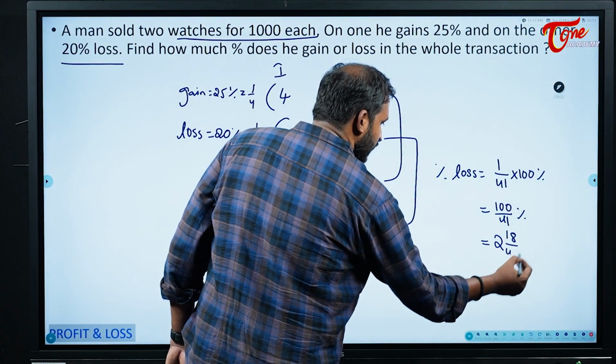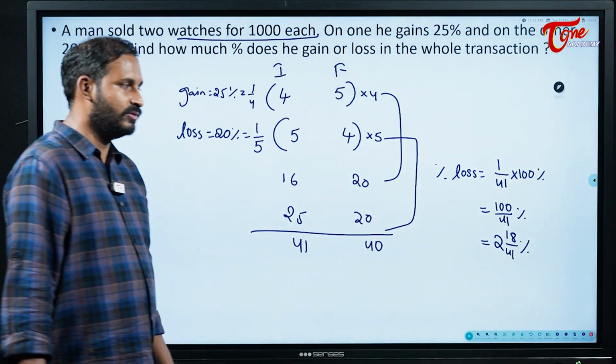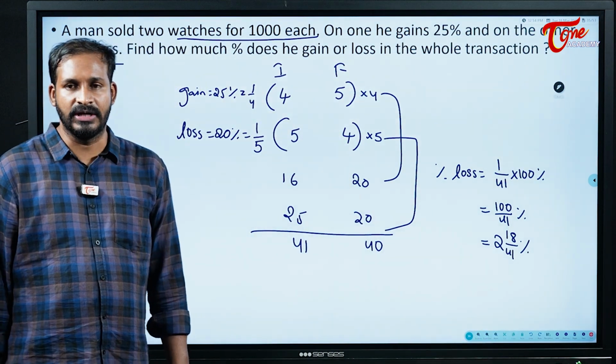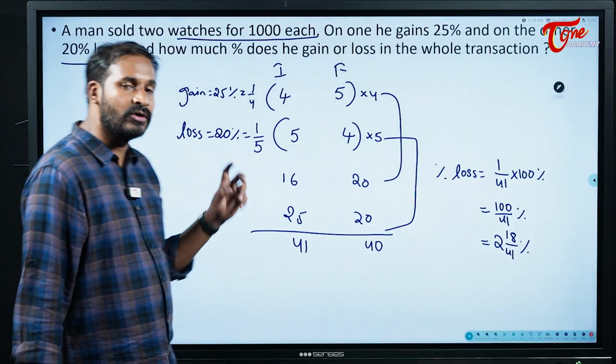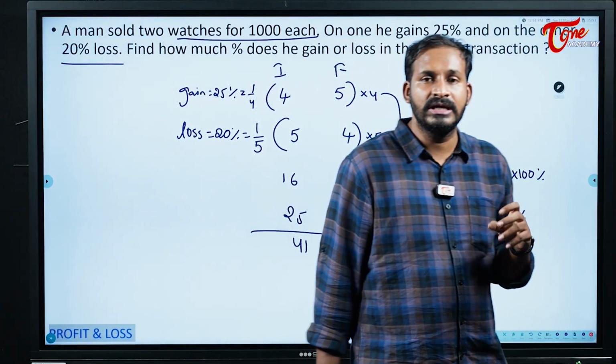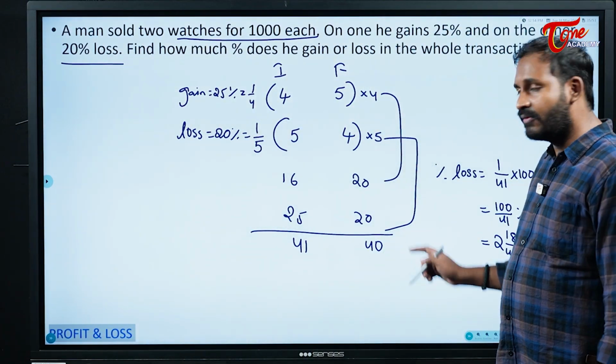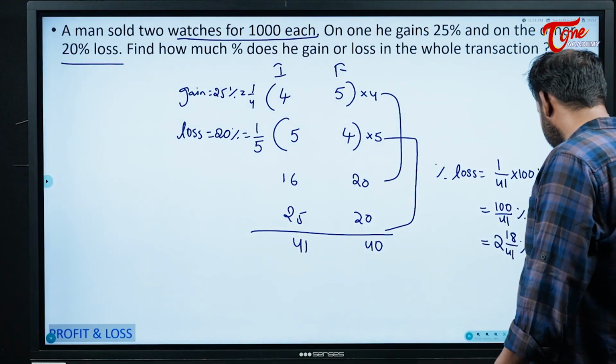218 by 41%. What is the further value you are going to get? 218 by 41%. Like this you can solve the problems by using the simple shortcut method with the help of our percentages. Remember this one.